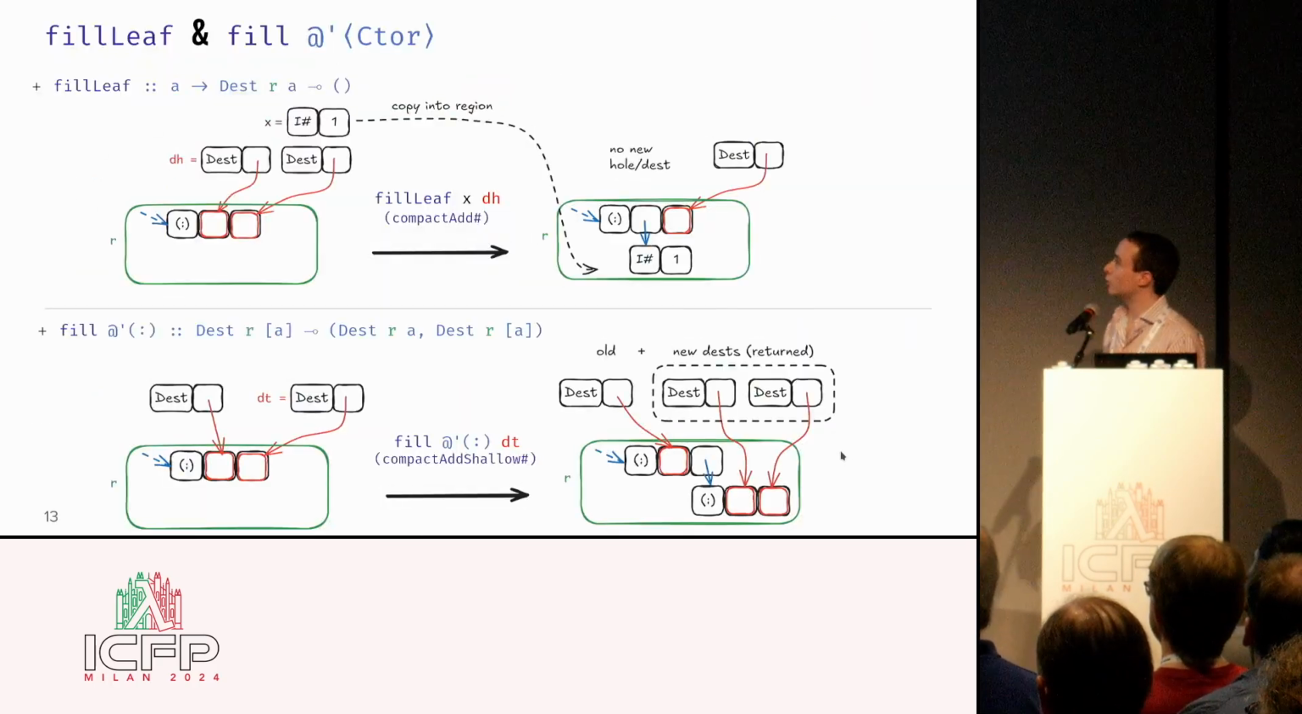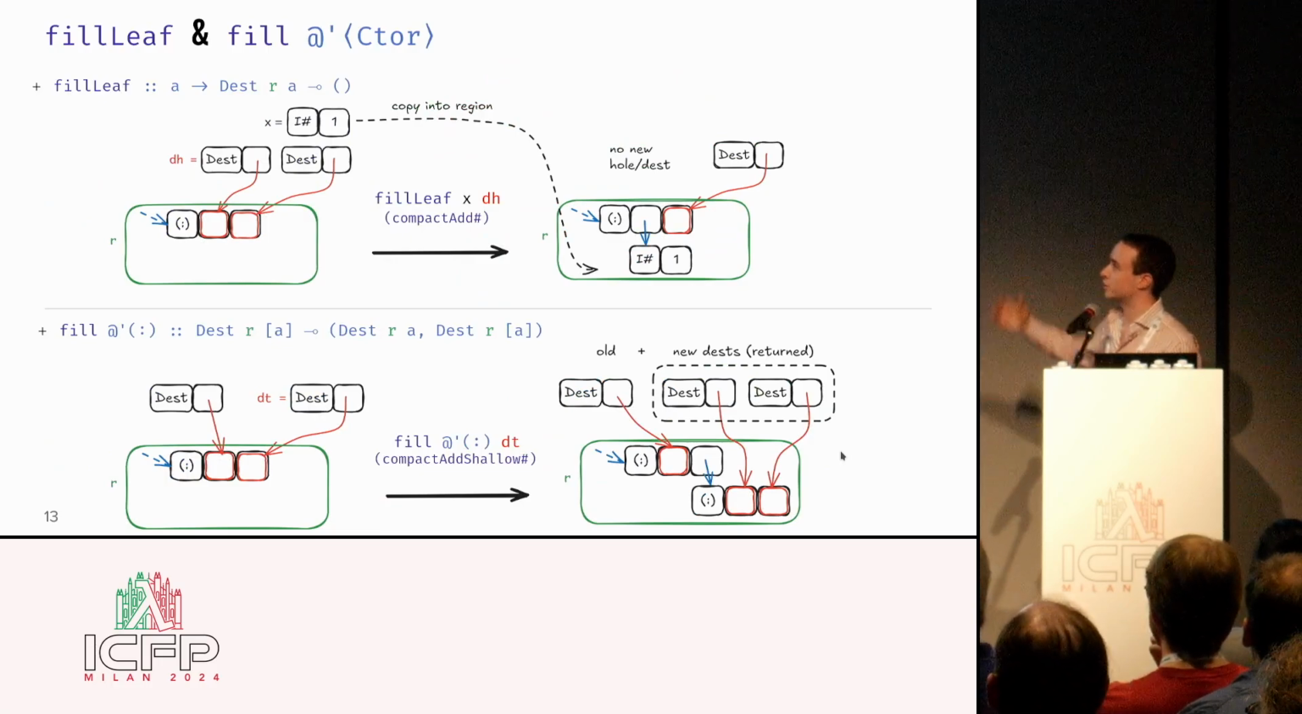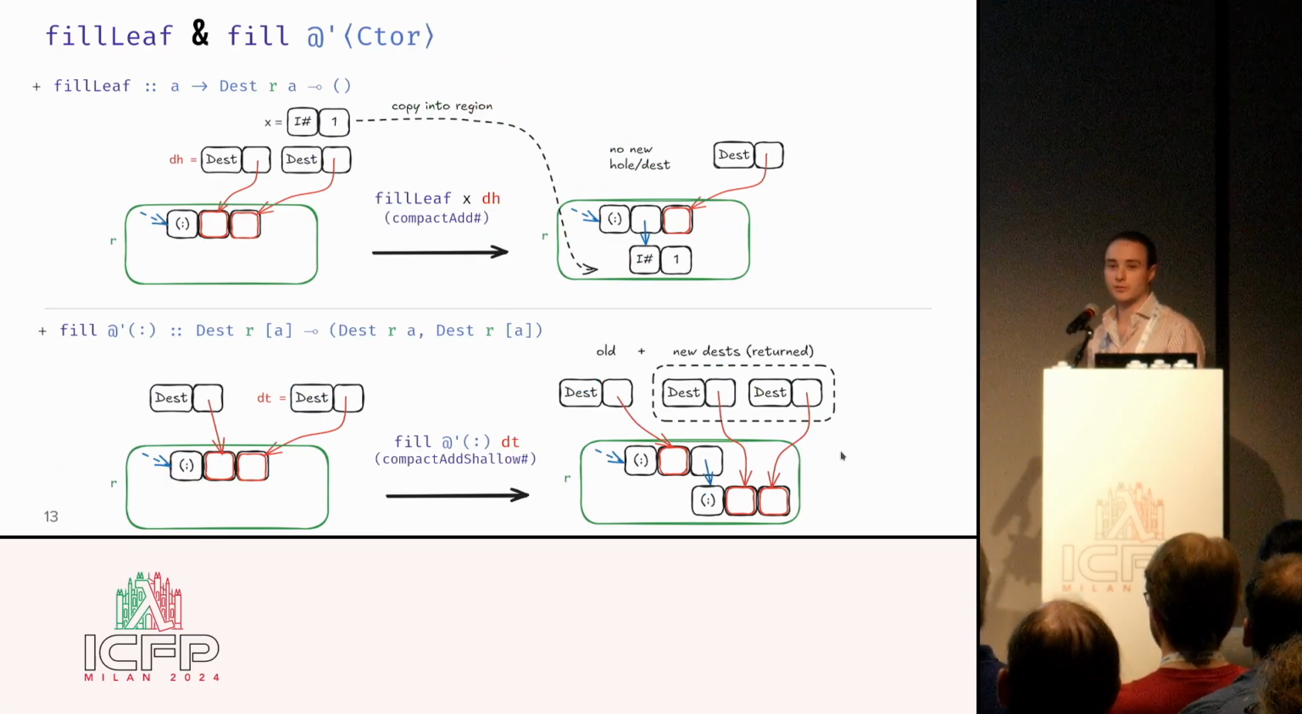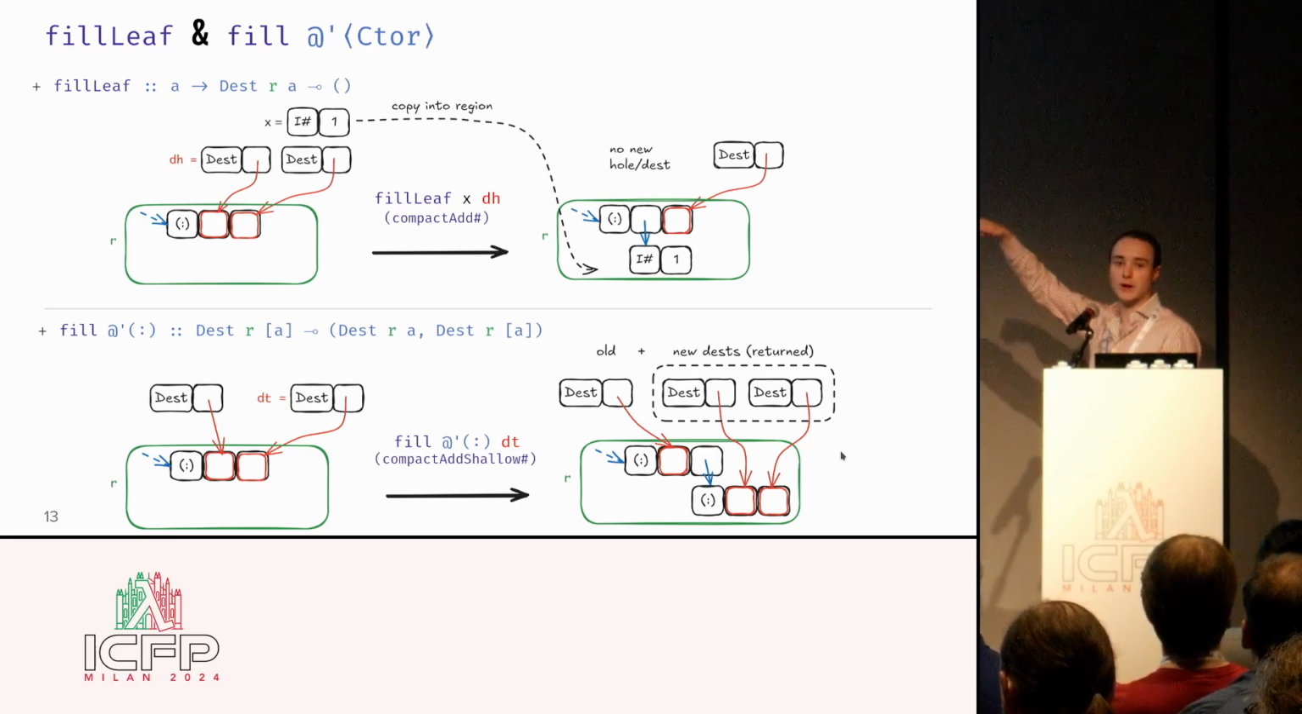If we focus a bit more on the two API functions I mentioned here, we have fillLeaf first. So fillLeaf just writes a value into the hole pointed to by the destination.